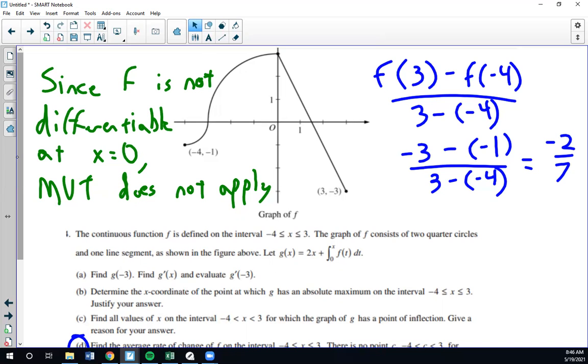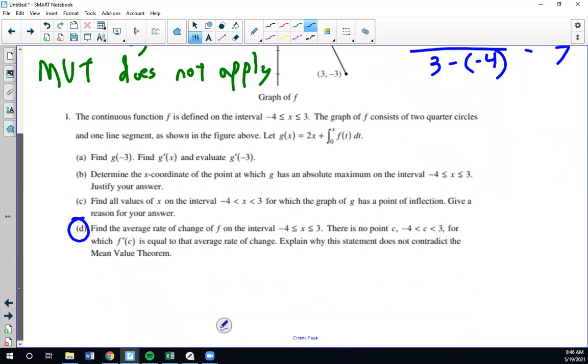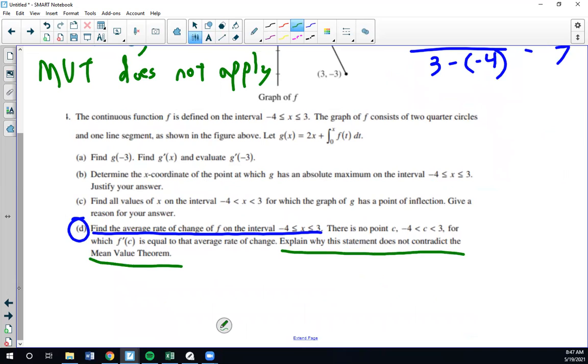They asked you to do this. Like that was a part of the question. So if they just asked to explain why the mean value theorem doesn't guarantee, then you could just write this part in blue or in green. But they asked for this part in blue because it said so. In blue, I found the average rate of change. And in green, I explained why the statement doesn't contradict the mean value theorem. So those are the two things that that part of the question asked me to do. Make sense? Okay. Any other questions on that one?